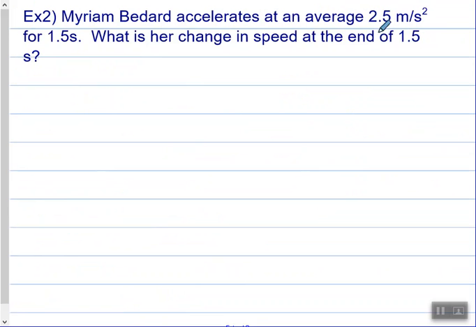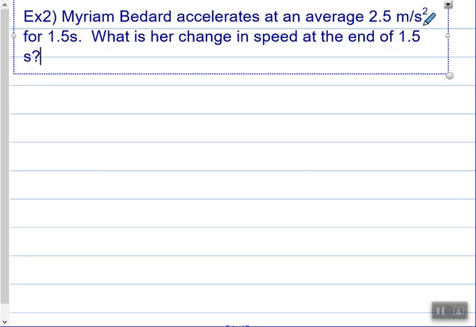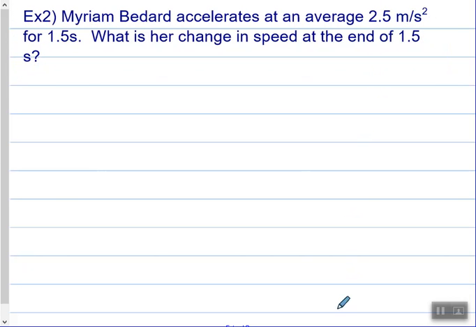We have a race car driver. She is accelerating at an average of 2.5 meters per second squared. So that right there, starting to do my givens, what's going on here, is an acceleration. So meters per second squared, those are the units for acceleration. For 1.5 seconds, that's a time. So what is her change in speed? So I am looking for change in speed, so delta V, at the end of those 1.5 seconds.